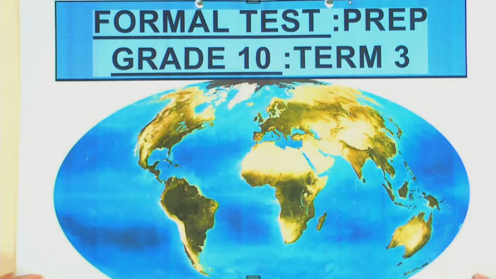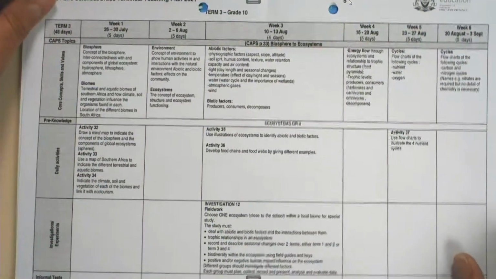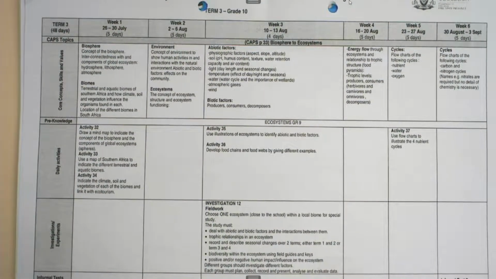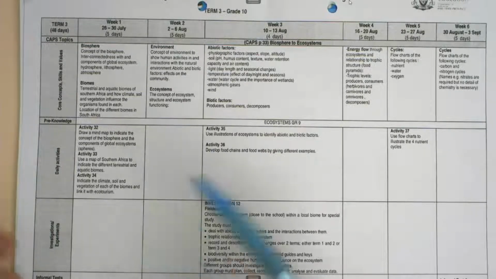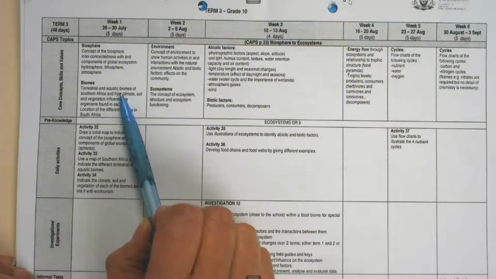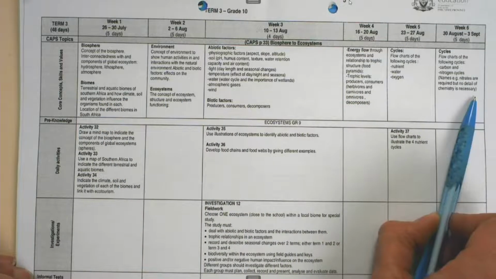Formal test preparation, grade 10, term 3. The first thing I want you to take note of is that we have annual teaching plans, or the ATPs, that we work with. So when your teacher explains the work, your teacher will be using this. It gives us exactly the information, the core concepts, what we must tackle and help you with.